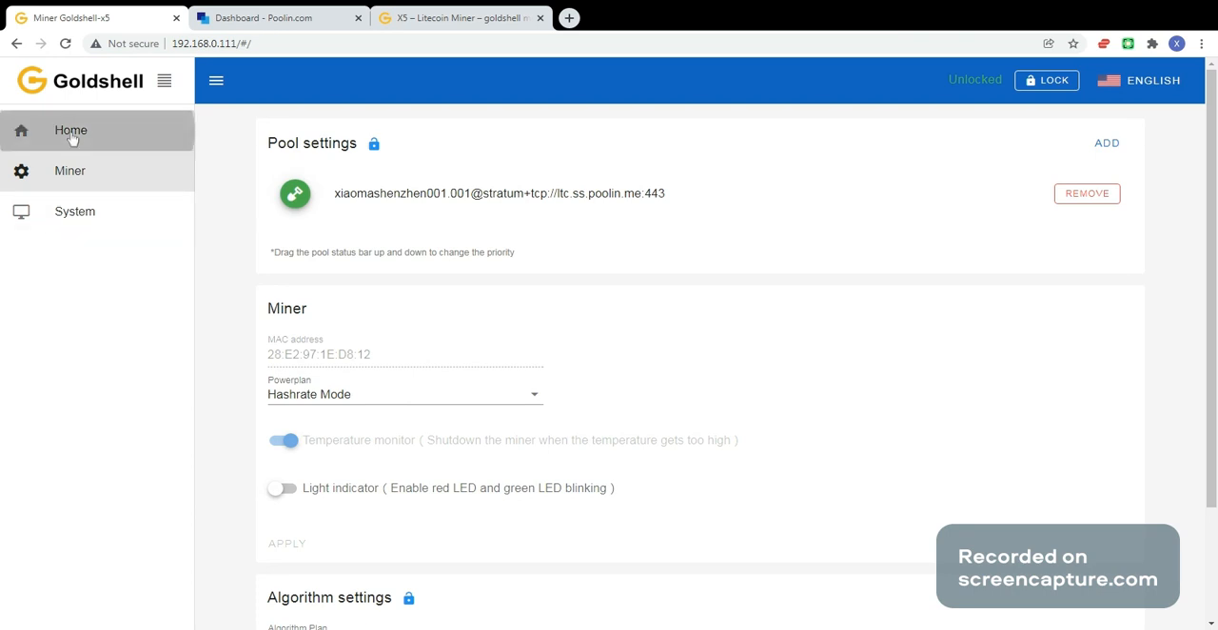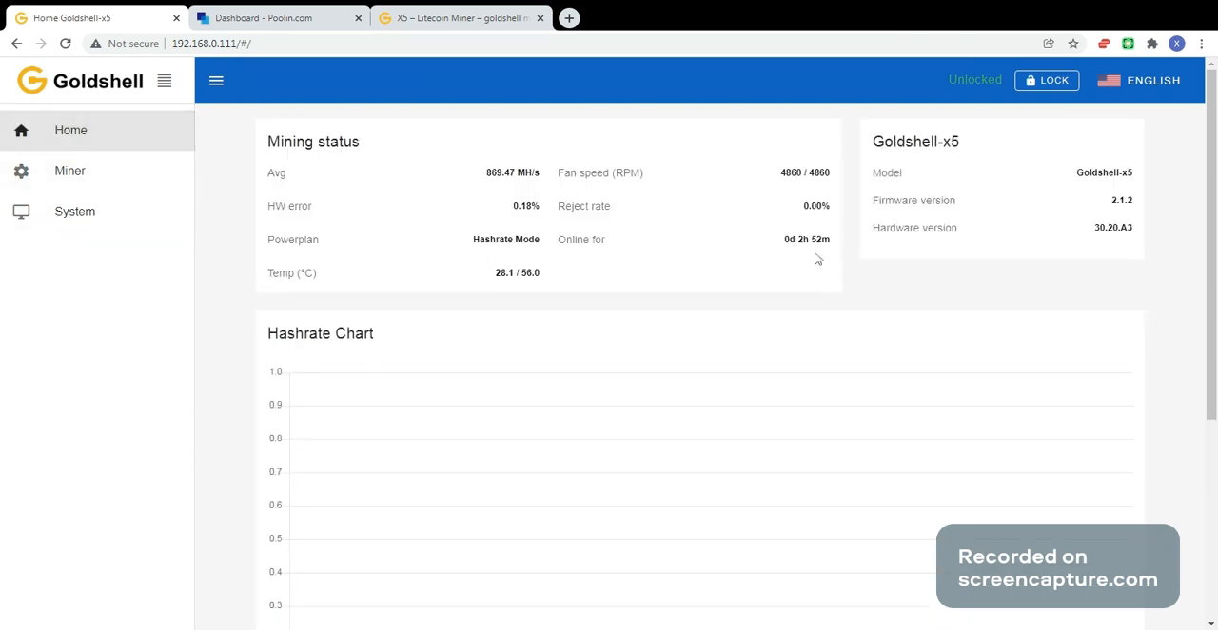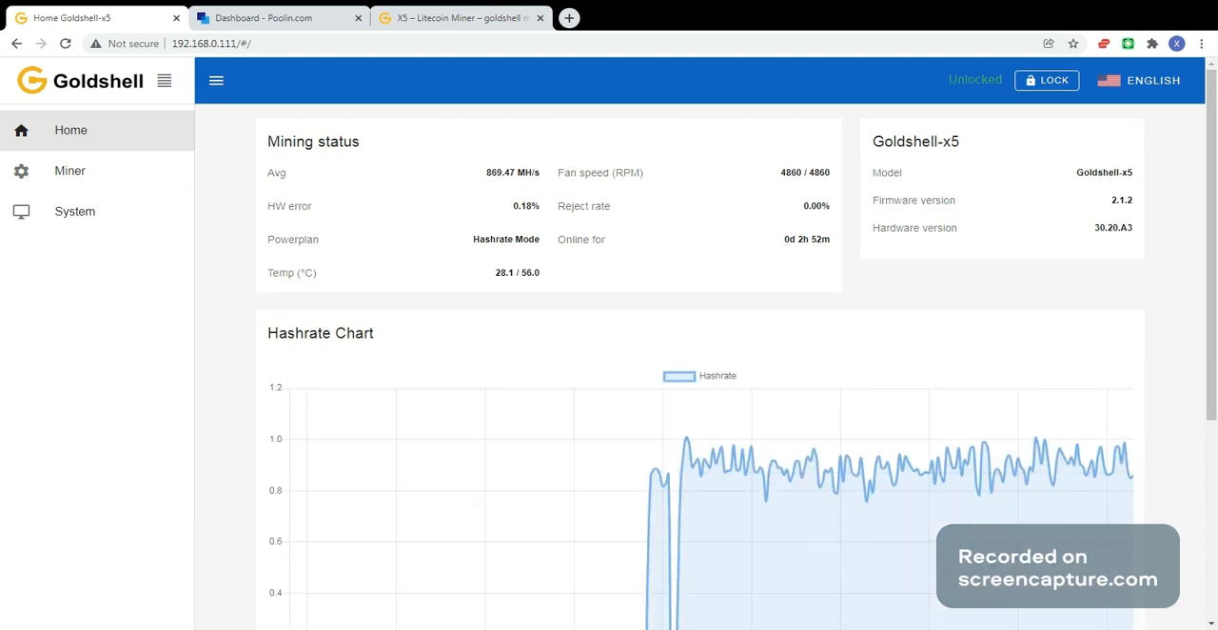And then, as you can see here, I've been running this miner for almost 3 hours right now, and so far the miner is doing good. This is my first time testing this miner, so I'm going to watch the results closely. As you can see, the current average hash rate is at 869, almost 870 megahash per second.